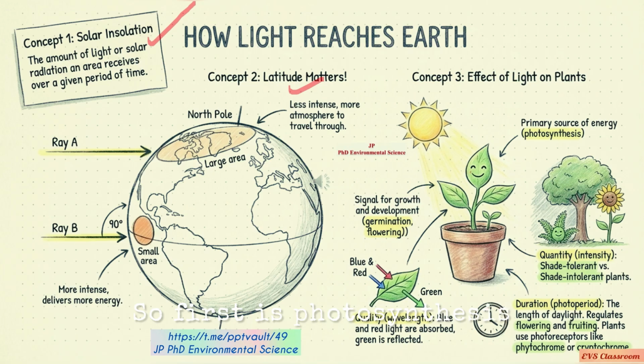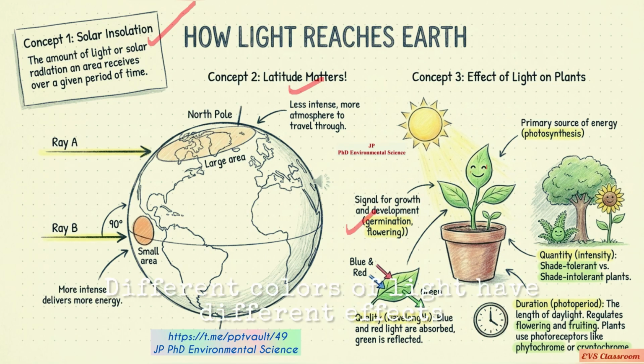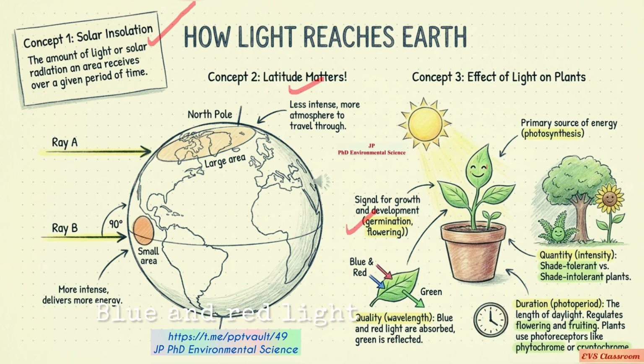First is photosynthesis. Plants use light energy to make food from carbon dioxide and water. Without sunlight, plants cannot survive. Growth and flowering: light affects plant height, leaf size, and time of flowering. Light quality: different colors of light have different effects. Blue and red light are absorbed. Green light is reflected. That's why plants look green.